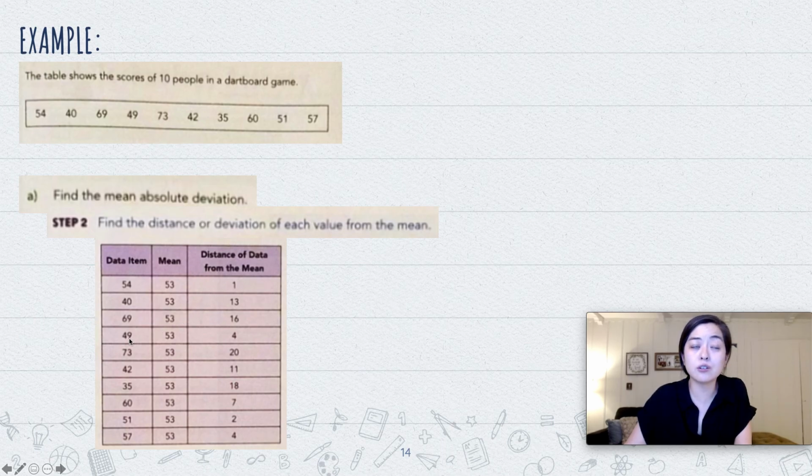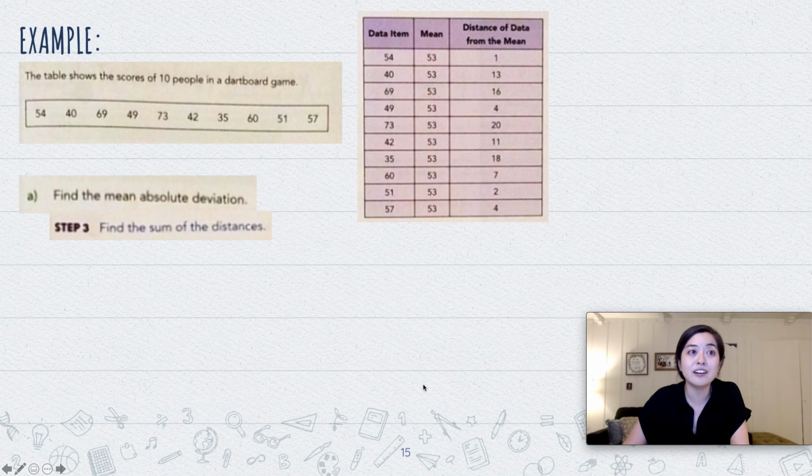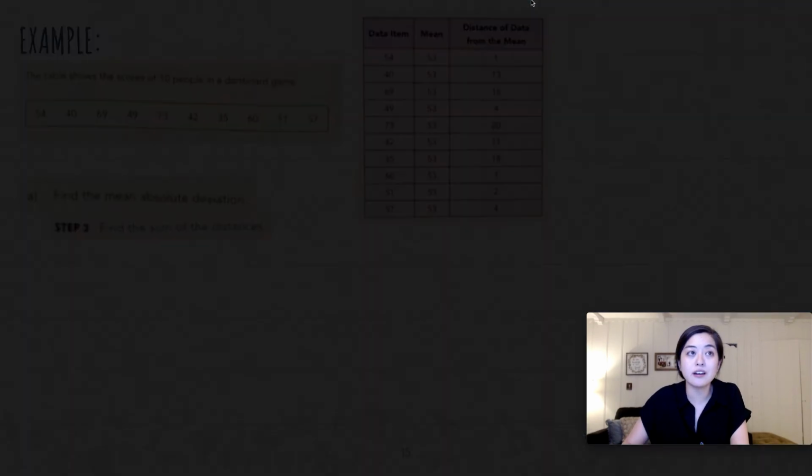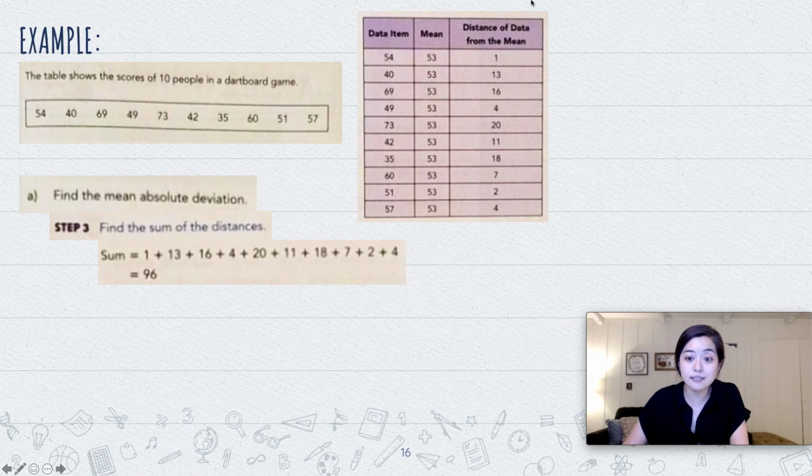So you can do it either way, all right? They found this all for us, but we're not done yet, because we just found the deviation from the mean. But we want to find now the sum of the distances. So you're going to add all of this in this third column, and that'll equal 96.